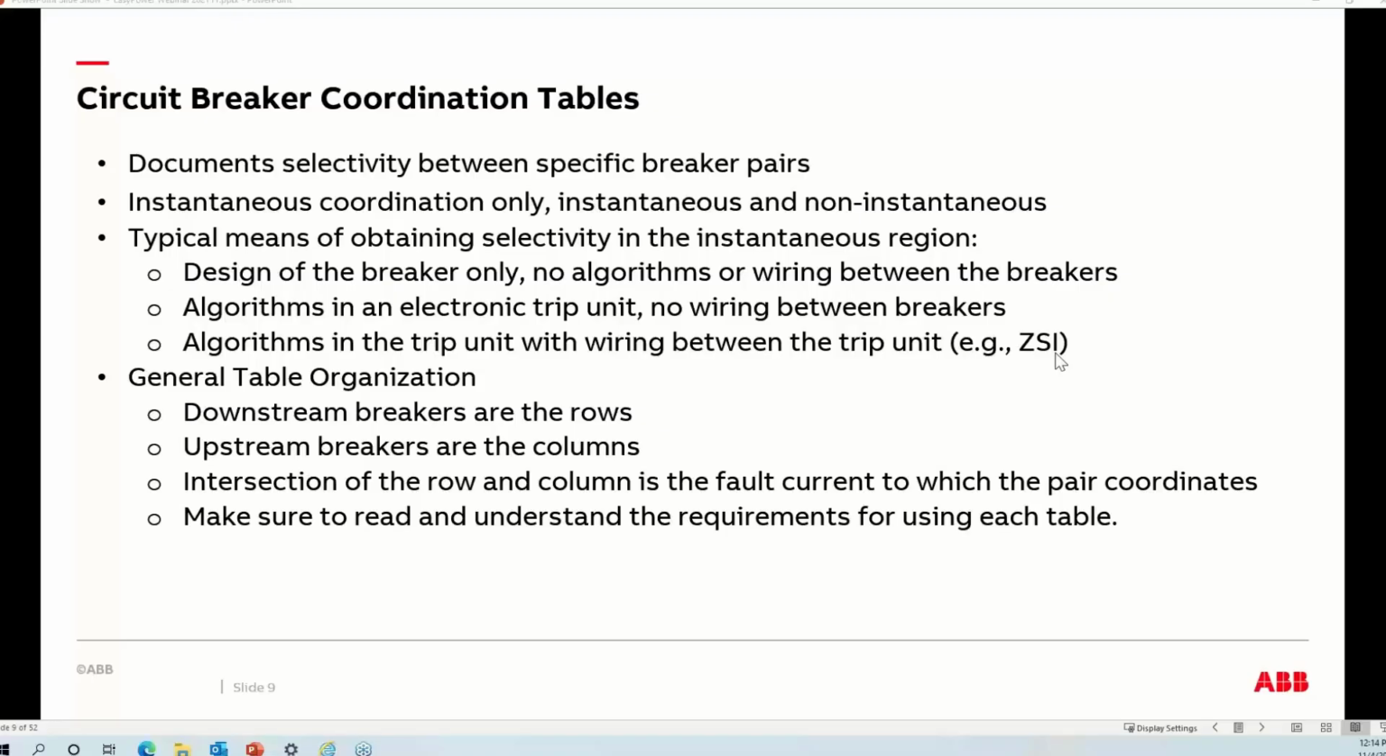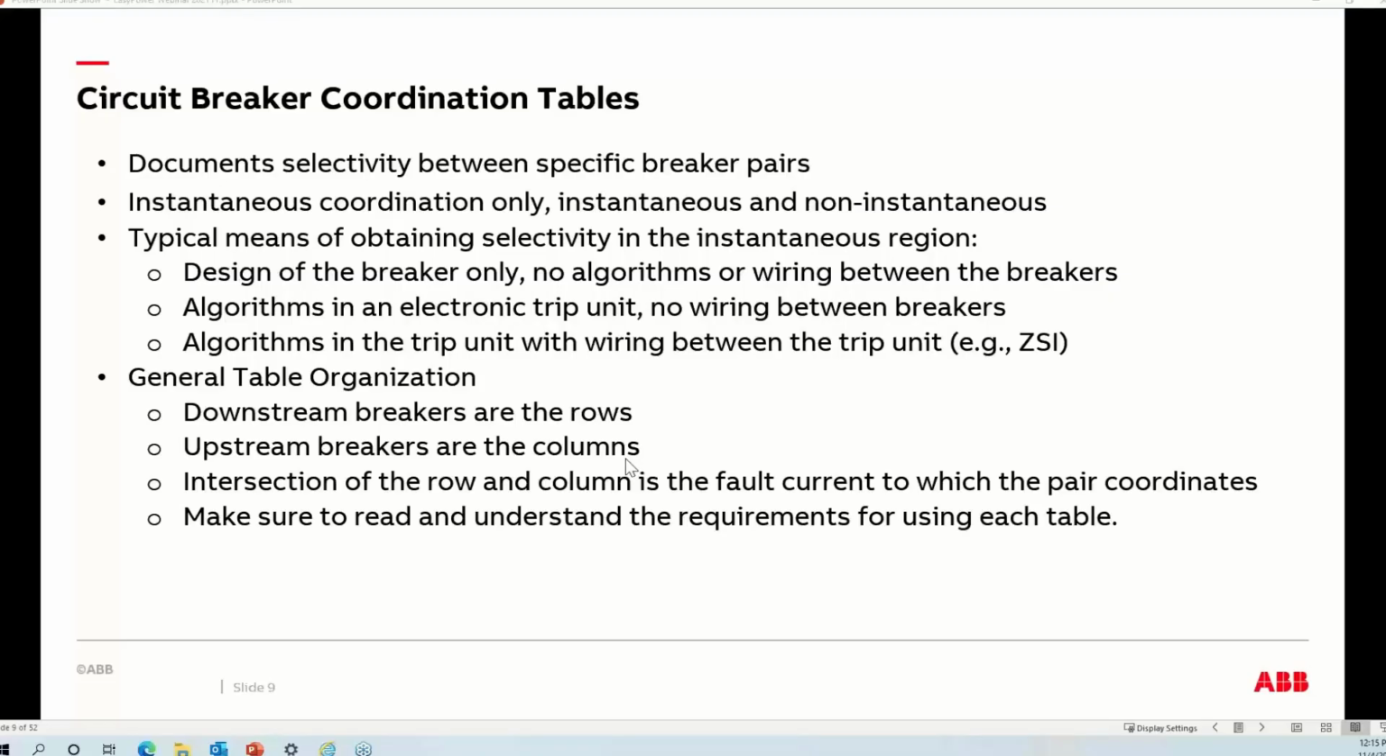Now, again, every vendor's table will be a little different, but one thing all the tables I'm familiar with share in common is that they're basically organized the same way, in that the downstream breakers form the rows, the upstream breakers form the columns, and where those rows and columns intersect, there's a number, and that's the number to which the breaker pair coordinates.